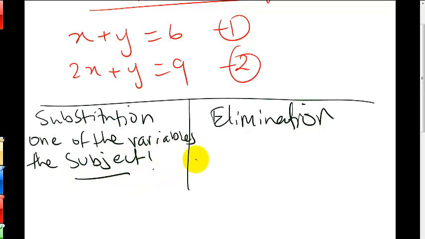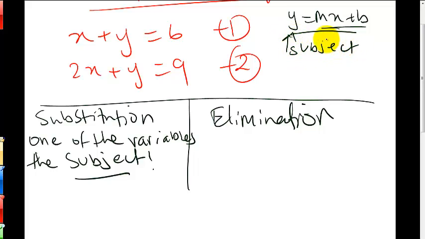You need to understand what it means to make one of the variables the subject. That means you have something like this: y is equal to mx plus b. We've seen that before. Look, y is in terms of x, so y is the subject. Why? Because everything's in terms of y. Or I could write it like this: 6 minus x. Again, y is the subject. Or you could have written it as this: x is the subject this time, because x is on the left-hand side, for example. So that's what it means by subject. You just want one of the letters on one side, and everything else on the other side. Okay? Alright, so that's what it means there.